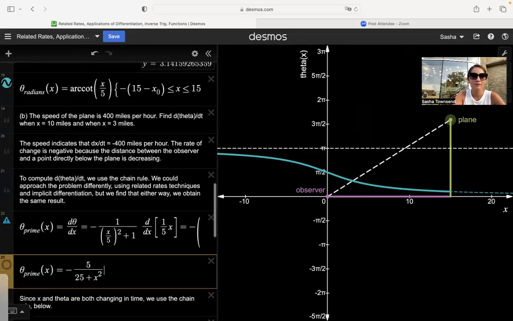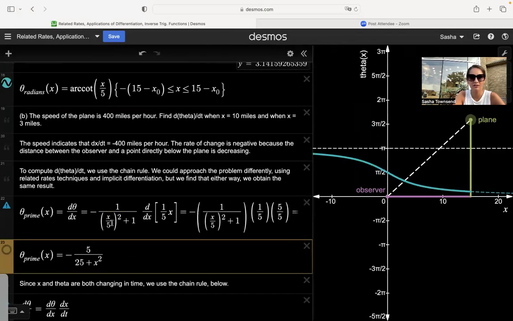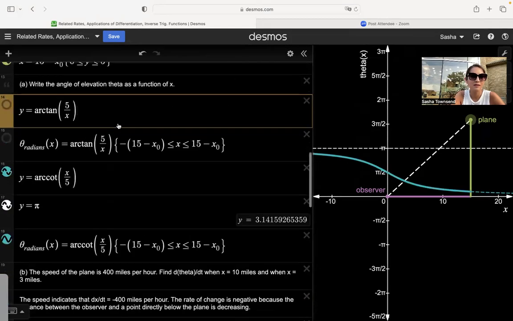Okay, so we computed our derivative just using the derivative of the arccotangent function and the chain rule. Now, if we had taken the derivative of the arctangent function, it would have given us the same theta prime of x, but it would have involved a little bit more work, because in the case with the arctangent, the x is actually in the denominator. So when we take the derivative, we'd have positive 1 over 5 divided by x quantity squared plus 1.